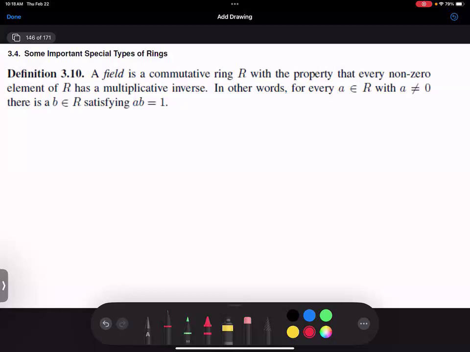And so the weakest thing we can say is that if you just take every element that's not zero, then they have an inverse. And if that happens, we call it a field. So there could be situations where some of the non-zero elements are invertible. Can you give me a situation of a ring where some of the non-zero elements are invertible, but not all?